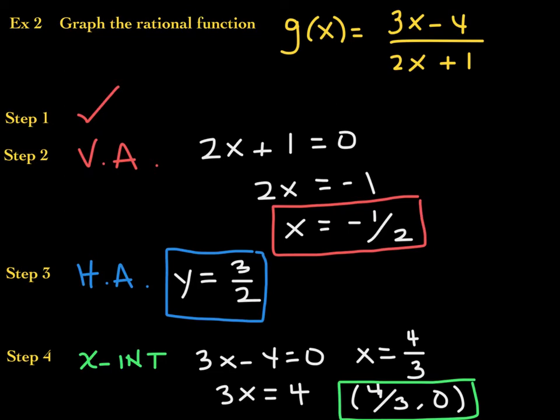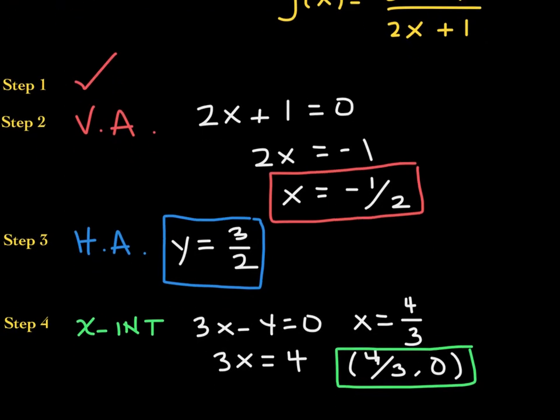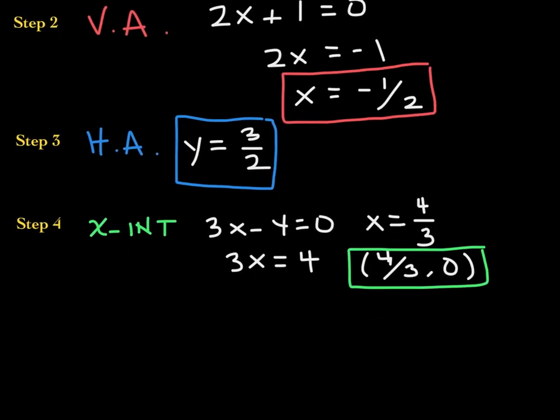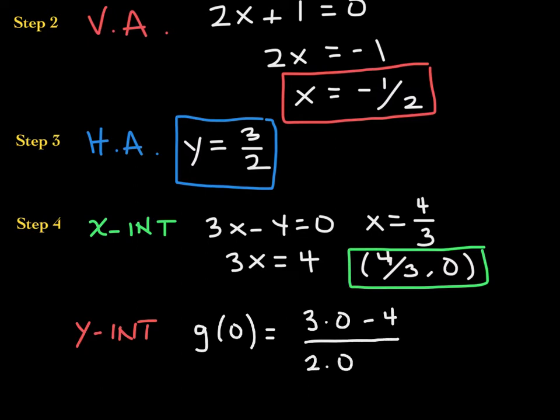Now let's find the y-intercept. Let me move this up a little bit. All right, let's find the y-intercept, okay? Now remember that in order to find the y-intercept, we plug in 0 for x. So in this case, we're doing g of 0 in the original function. All right, so when we plug in 0, it's 3 times 0 minus 4. I'm plugging 0 into the original function right now. 2 times 0 plus 1. Basically, you're getting -4 over +1, which is just -4. So the ordered pair is 0, -4.